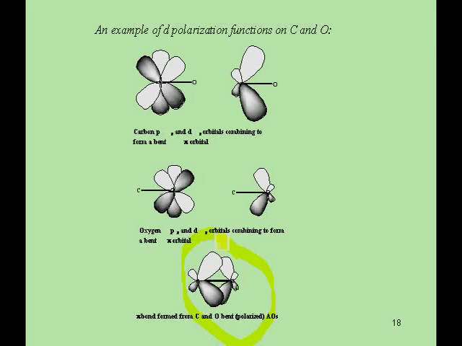So letting the electrons in the valence orbitals distort to form weird bonds, 60 degrees, or to form pi bonds where the electrons go more or less where they want to minimize the energy, that's what polarization functions are about.